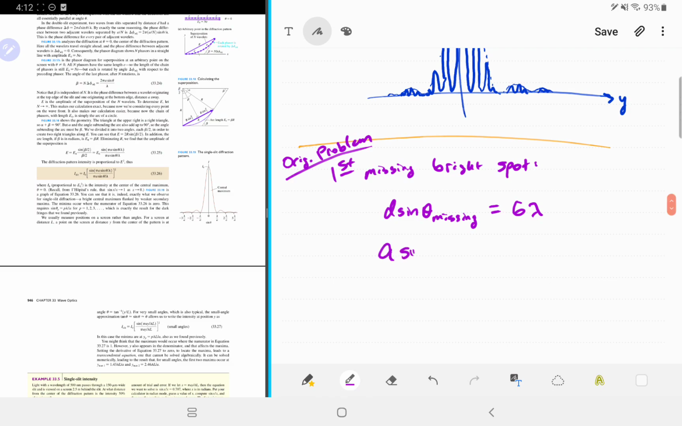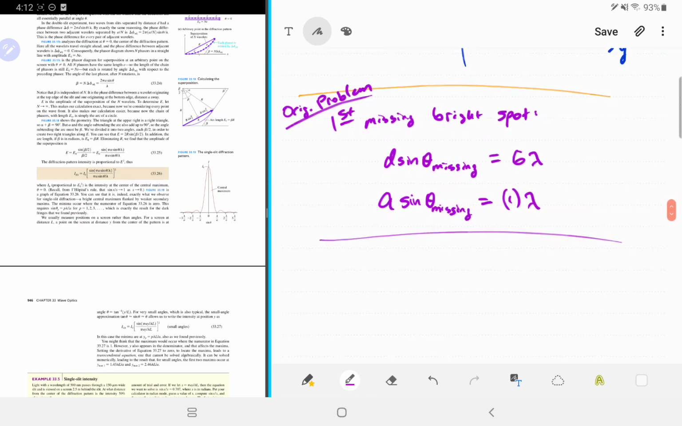But we also have a sine theta for that same value of theta equal to p lambda, with p equals 1. So remember, this is p lambda in general. If p is a non-zero integer, you get a dark spot because of the diffraction effect. So I'm going to plug in p equals 1. Now if I take the ratio of these two formulas, the first equation divided by the second equation, it looks like d over a is equal to 6 lambda over lambda, which is equal to 6.